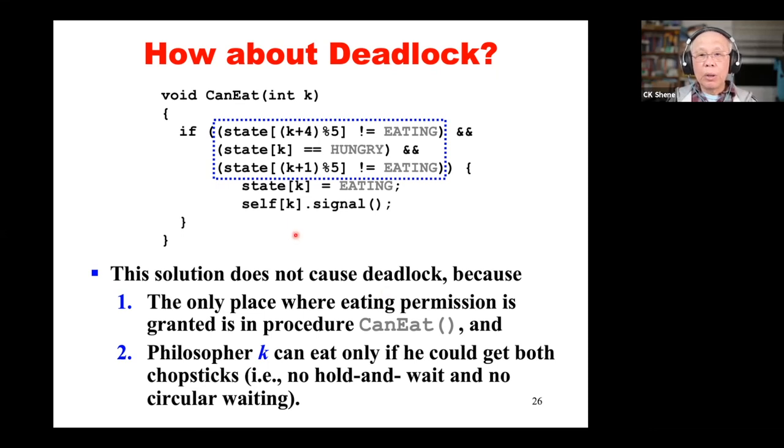But with a monitor, always remember the can eat function is a private function. Every variable and every array are protected by mutual exclusion, the natural boundary of a monitor. So the only place where eating permission is granted is here, the signal. And philosopher K can eat only if he could get both chopsticks. Remember, we check to see his left chopstick and his right chopstick are both available. Then this philosopher K can eat. Therefore, we avoid two nasty conditions. That is, one, a philosopher has one chopstick and waits for the other one, and two, circular waiting.